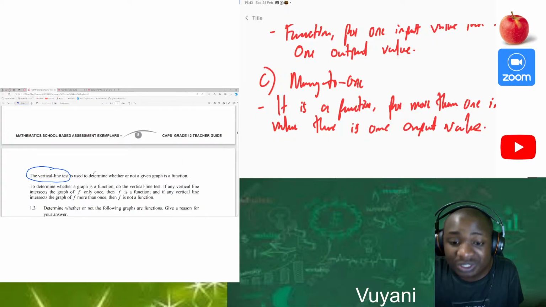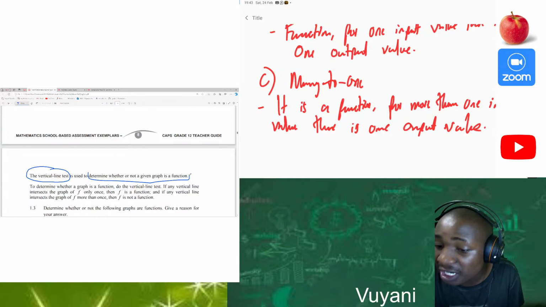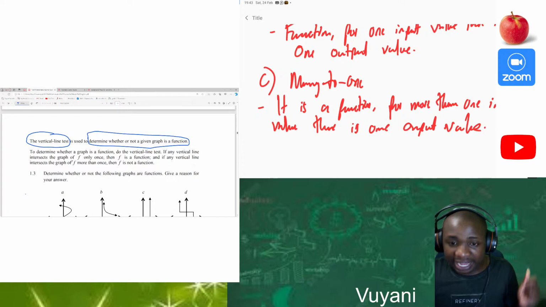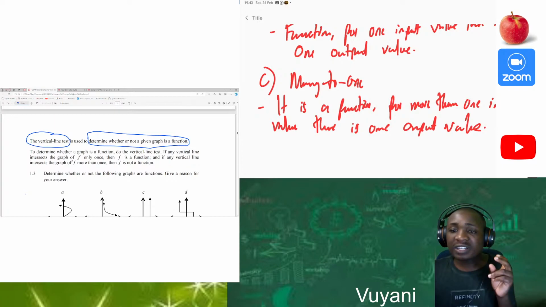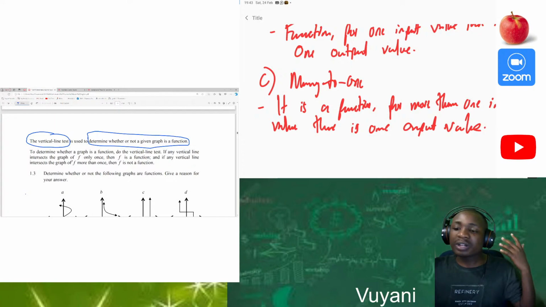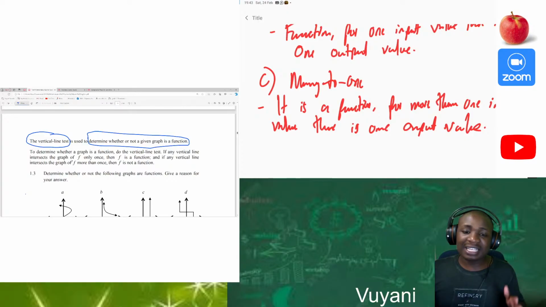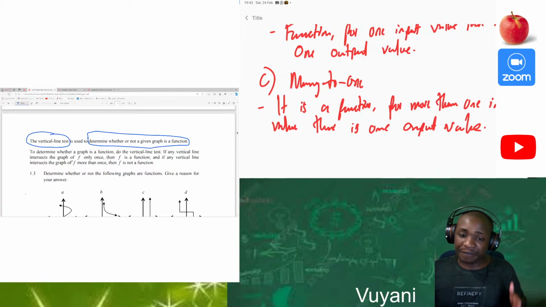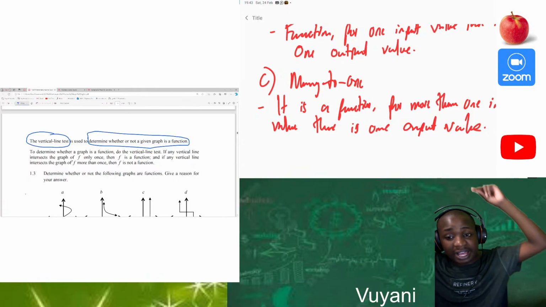to determine whether or not a given graph is a function. So to determine whether a graph is a function, do the vertical line test. If any vertical line intersects the graph of f only once, then f is a function. But if the vertical line intersects the graph of f more than once, then f is not a function.